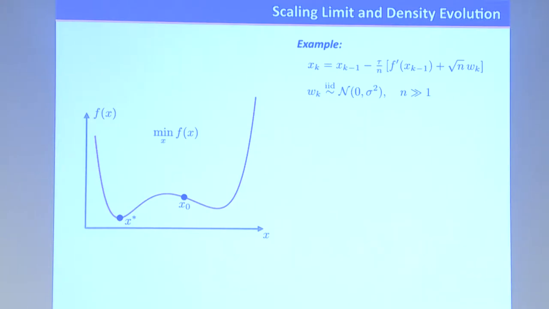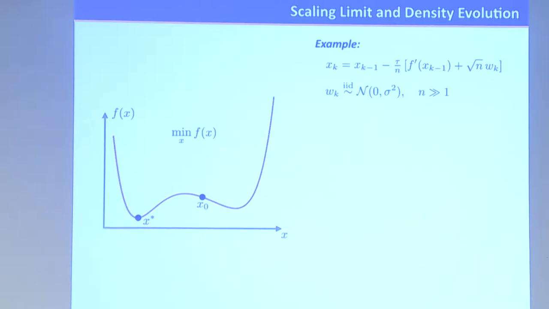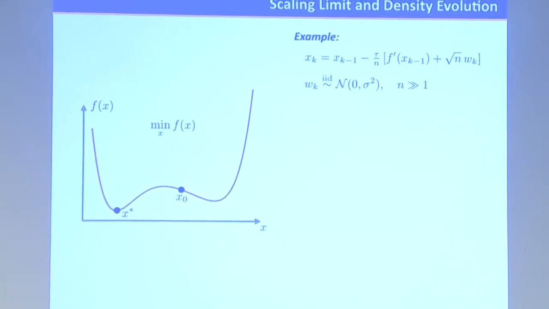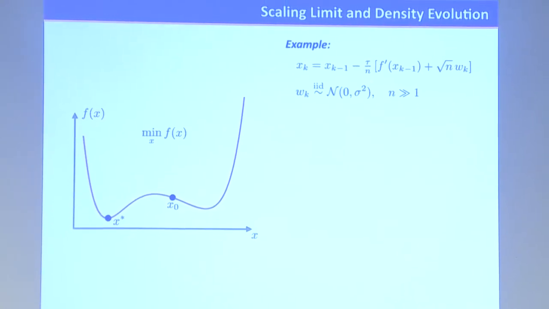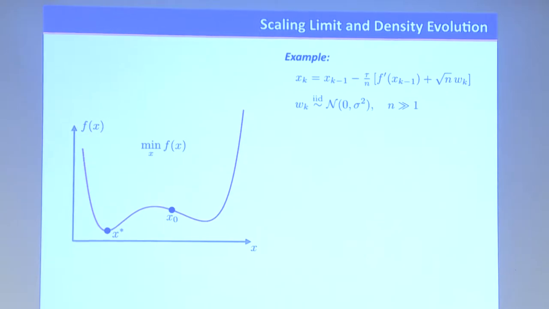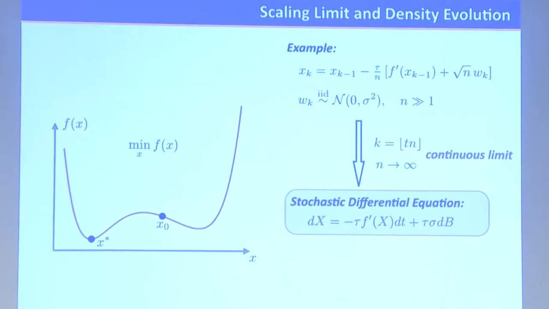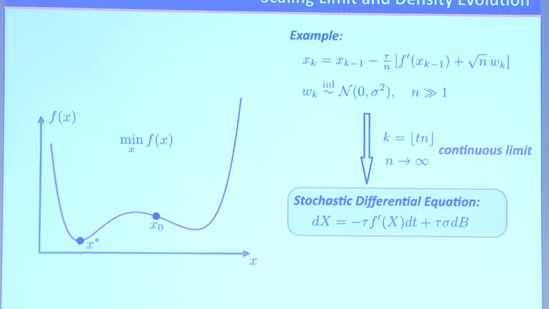Now, the way to look at this algorithm is that it is a one-dimensional Markov process, because the next estimate, x of k, only depends on the current estimate and the independent random component, right? There are many ways of understanding or analyzing one-dimensional Markov processes. A very effective way is to slow down the dynamics. In this case, let n go to infinity. That means we have infinitesimally small steps, in which case the discrete time process will converge to something that is continuous time, described by this stochastic differential equation.